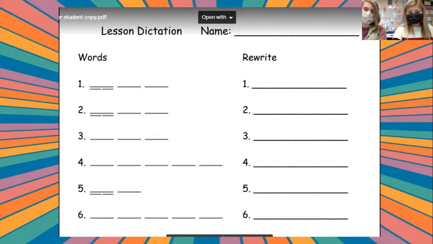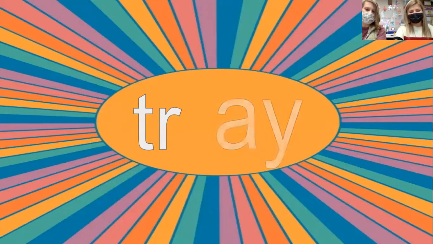We had a blend at the beginning, and then we have that long vowel sound at the end. What was the blend at the beginning? We heard tr, which is made by TR. Good job. And then we heard that A sound at the end again, and we know that if it's at the end, it's made with the AY vowel team. Go ahead and write this word, and if you need to press pause, go ahead and do so now.